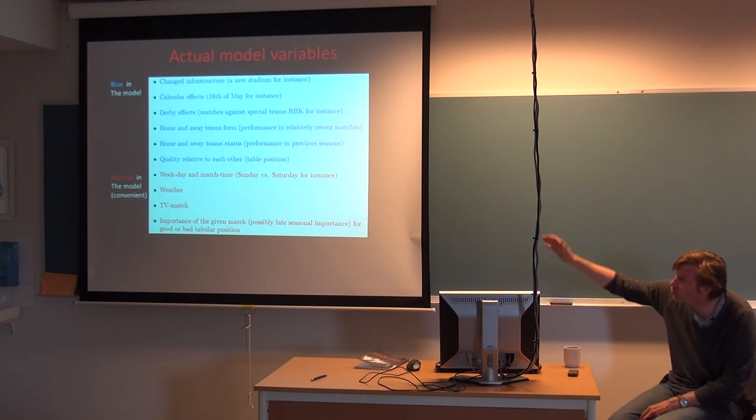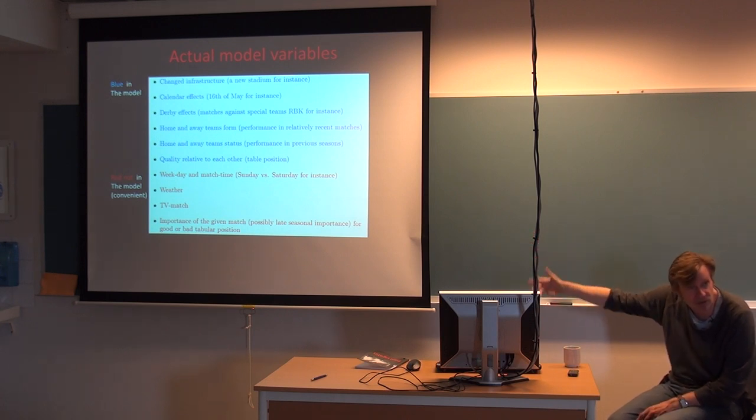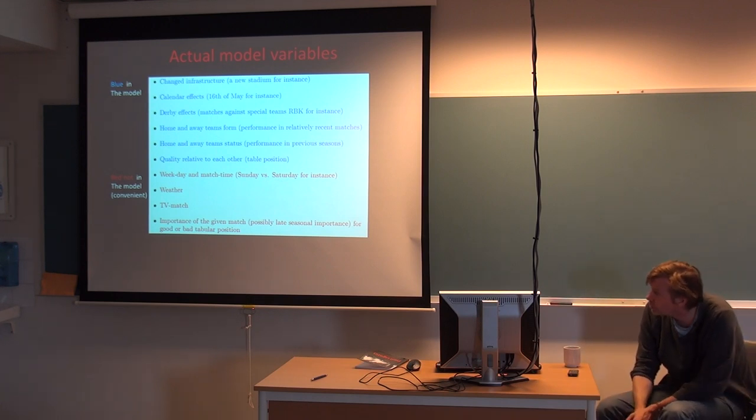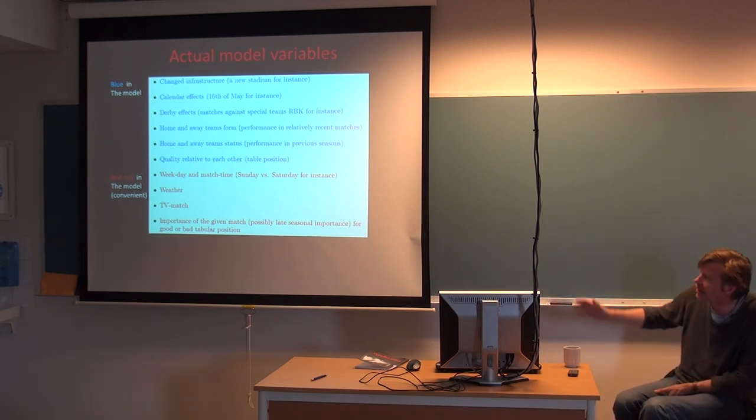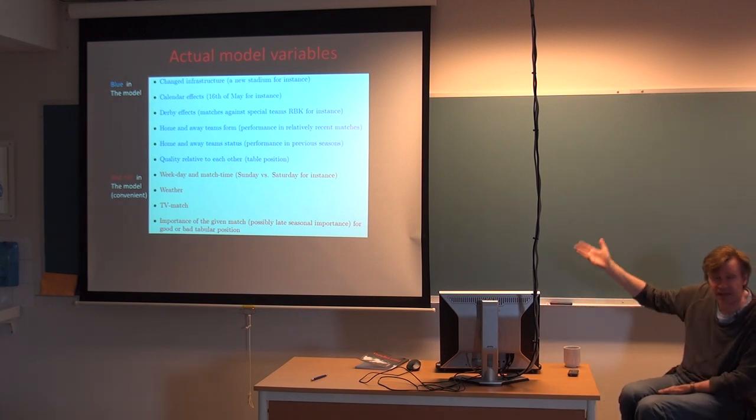So all the blue variables are those that actually ended up in the model. But when I started this, I also wanted to look at some more variables. I thought weekday and match time must be interesting, and we know that those effects are important. Weather, of course, as we discussed, should have a strong impact on the actual audience, whether it's a TV match or not. And this importance kind of thing, okay? So this ended up as my preliminary analysis.